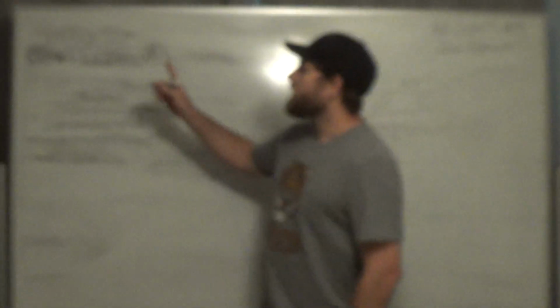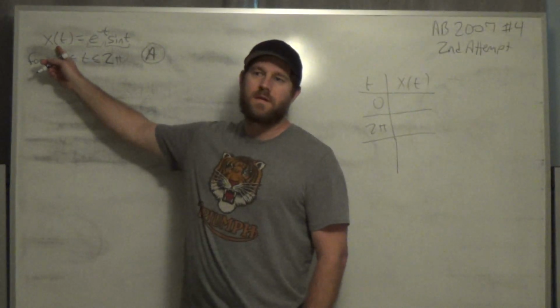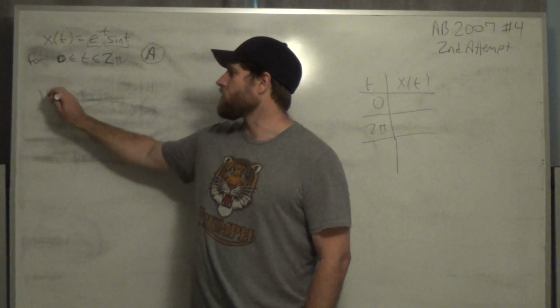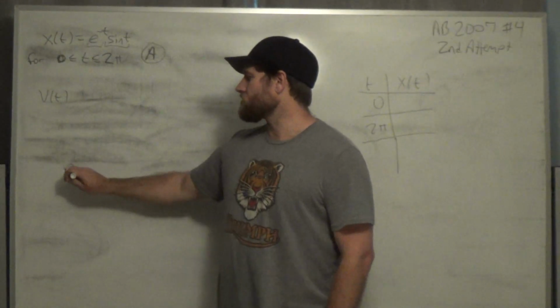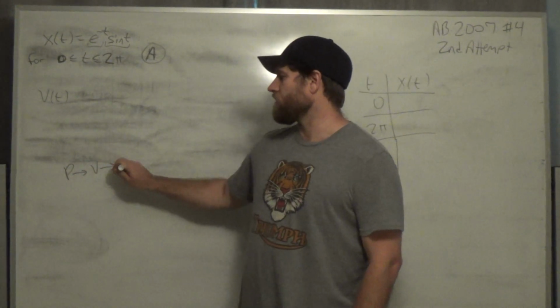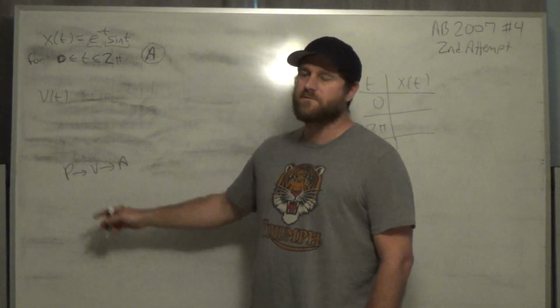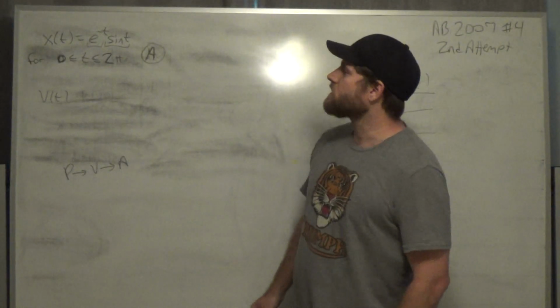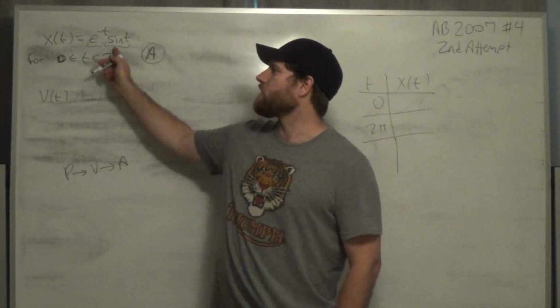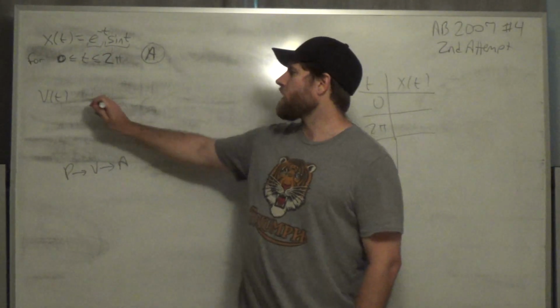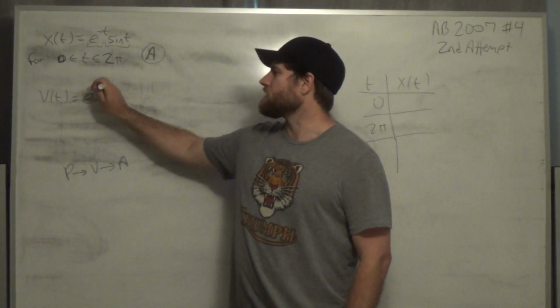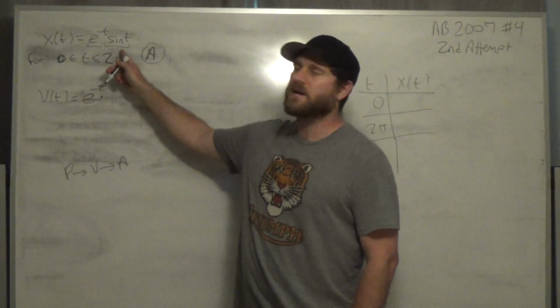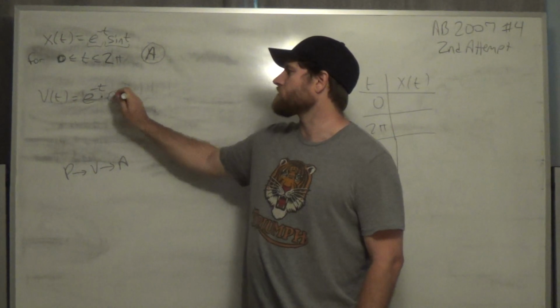Alright, we have the position function. We need the velocity function. Remember how things go. You have position, its derivative velocity, its derivative acceleration. So the derivative of the position function is the velocity function, and here it's required that we do the product rule. So we have the product rule, which is the first piece, e to the negative t, times the derivative of the second piece. The derivative of sine is cosine.